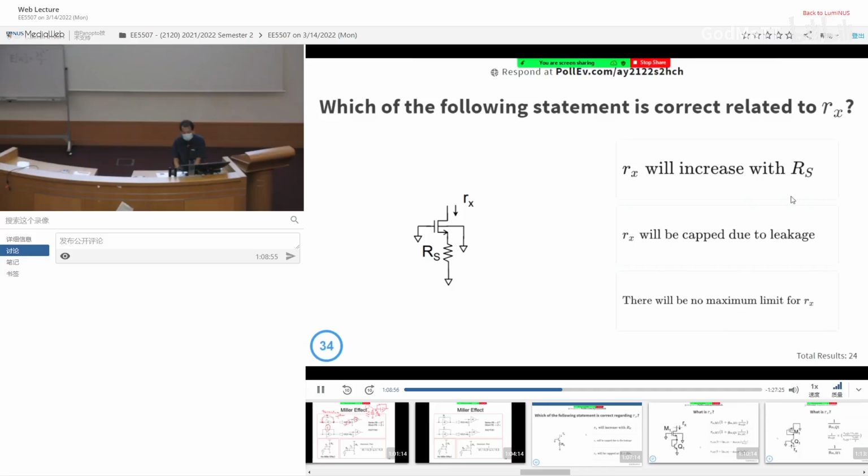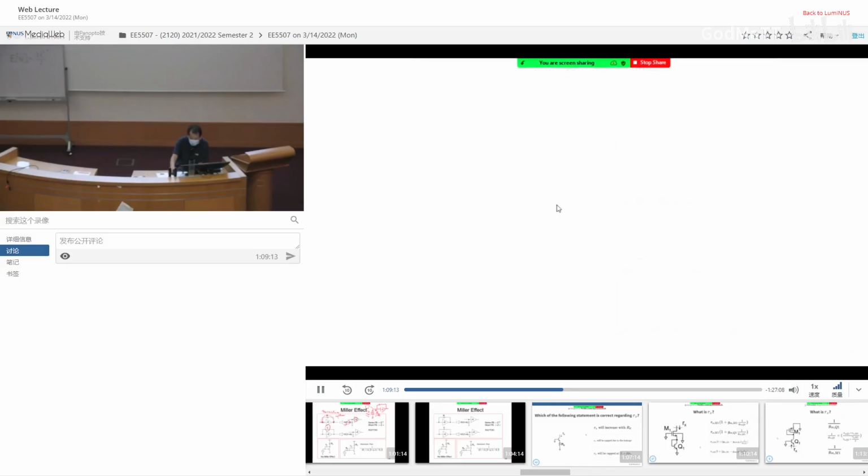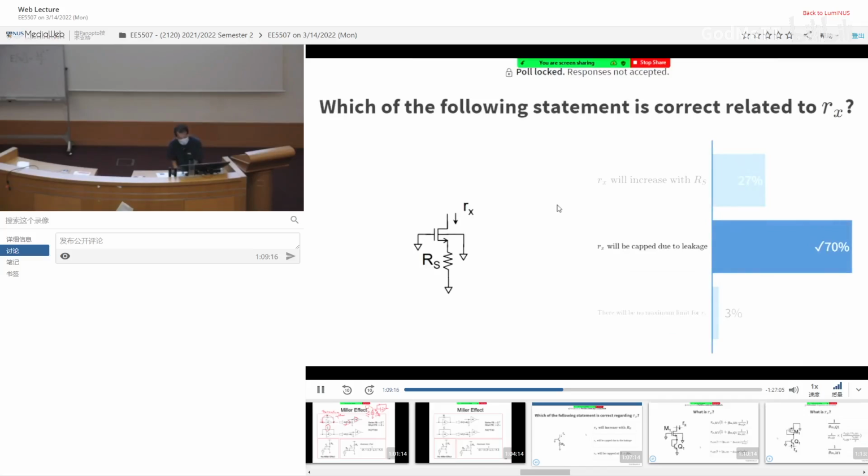All done? 24, 25. I think we should have 29, right? 30. Seems like all done, huh? All done? Okay. Correct. But a little bit of a drop, from 79% just now to 70%. Okay? So why did you say RX will increase with RS? I think I did mention, right? Eventually it's limited by the diode. Now the diode is called leakage. Okay?